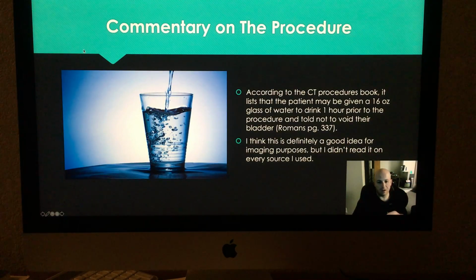Okay. According to the CT procedures book, or our procedure book, sometimes they even have them drink about a 16-ounce glass of water prior to the procedure. That really fills up the bladder, and that way the radiologist can see it in its entirety instead of a little tiny shrunken thing. Okay, and honestly, I think that would have been a good choice, but again, it wasn't universal in everything that I read.